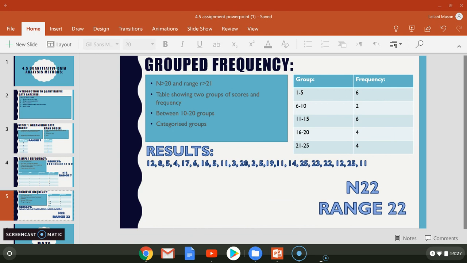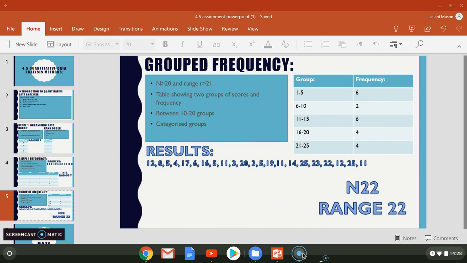As with simple frequency, you have the frequency of each number in a group. The table shows the scores and the frequency. This works for between 10 to 12 groups, as there's normally a higher range of results, and the groups are categorized. So as you can see, the results are grouped into categories.